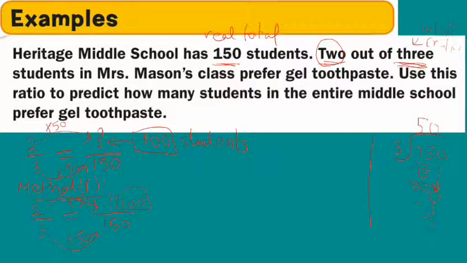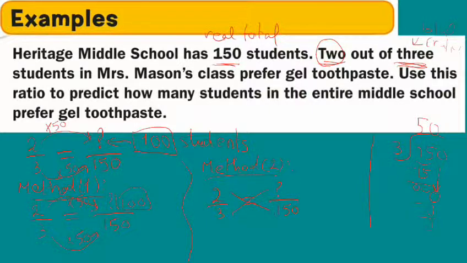This is the answer. We have another method, method number 2. Method number 2 is cross multiplication or cross product. We just write 2 over 3 equal to question mark over 150. And what we do is we cross multiply like this.